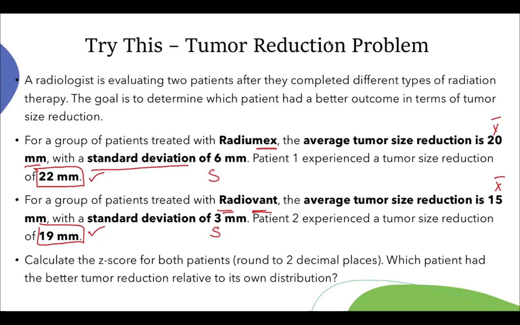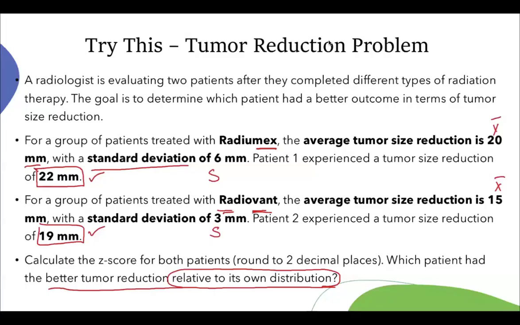Calculate the z-scores for both patients. We're going to round to 2 decimal places and decide which patient had the better tumor reduction relative to its own distribution. So the important thing here is not to just say which reduction is more, because it's easy to see here that this 22 is the bigger reduction. That's not the question. The question is which patient had the better tumor reduction relative to its own distribution.